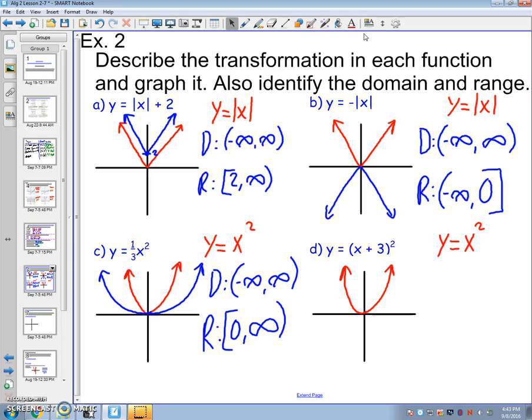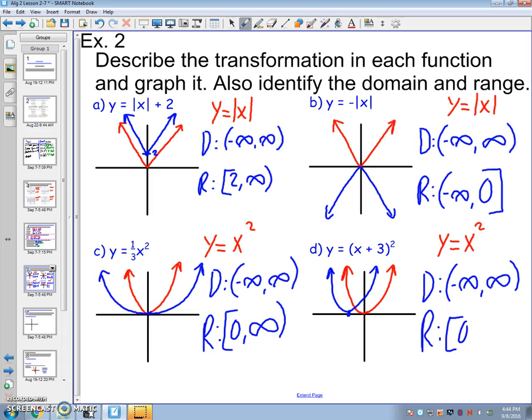So instead of being at 0, 0, which it should be at, right there, I'm going to move it left 3. So 1, 2, 3. This is where it starts. That makes the exact same U. It shouldn't be wider or taller. It should be exactly the same. So now I do my domain and range. It goes left forever. It goes right forever. So all reals. My range, the lowest is 0 and the highest is still infinity.